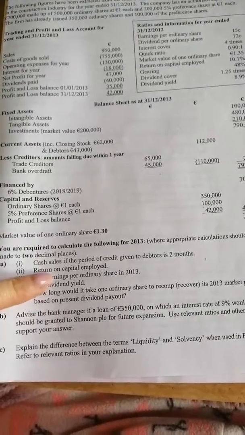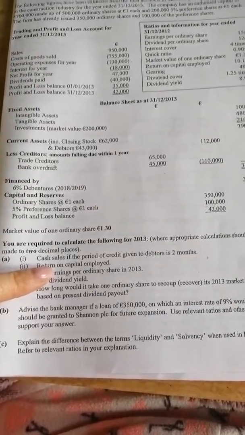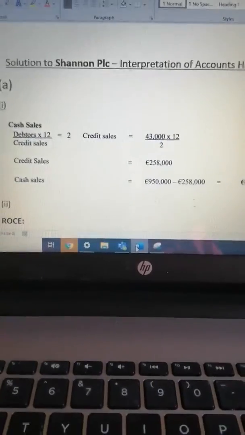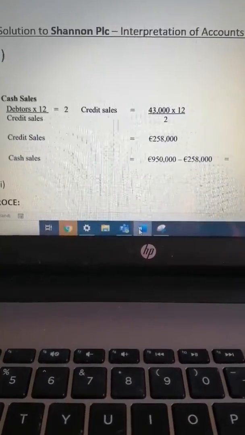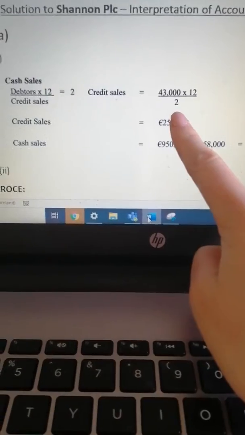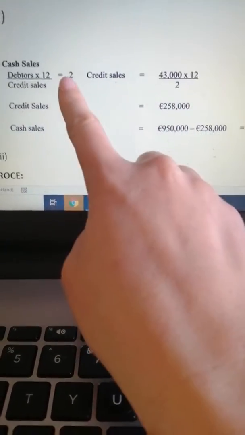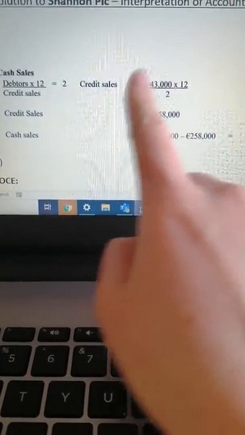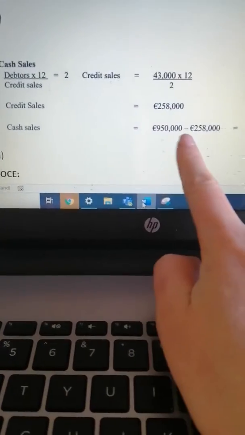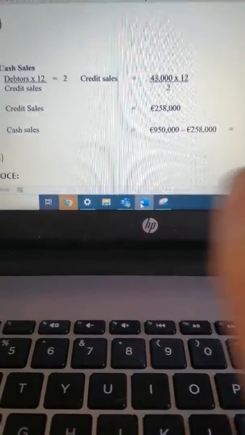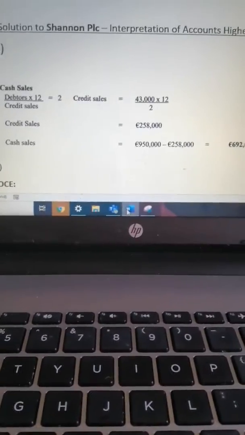So your cash sales, if the period of credit given to debtors is 2 months. As we see here, I have it done out. It's very self-explanatory. You put in the 2 months instead of credit sales because you don't know what credit sales are. So you know the answer is 2 months, so you're subbing in the 2 in here to find the credit sales. And then we can minus these two to find out our credit sales.